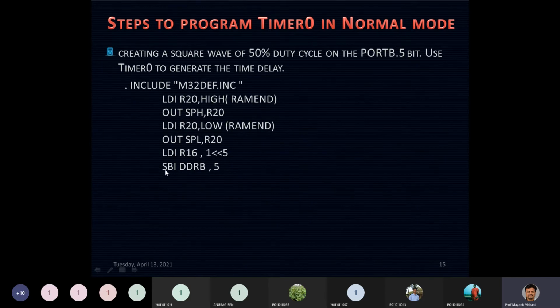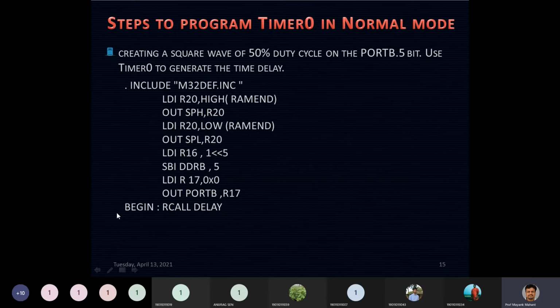SBI is an instruction, a bit accessible instruction. We already talked about that. Set the DDRB pin number 5. Then I'll be using LDI R17, 0x00, just to do the XORing operation. Then I will send my R17 to port B, so it will make it 0. Then I will call the delay. For this 50% delay that I want, I'll be using the delay subroutine.